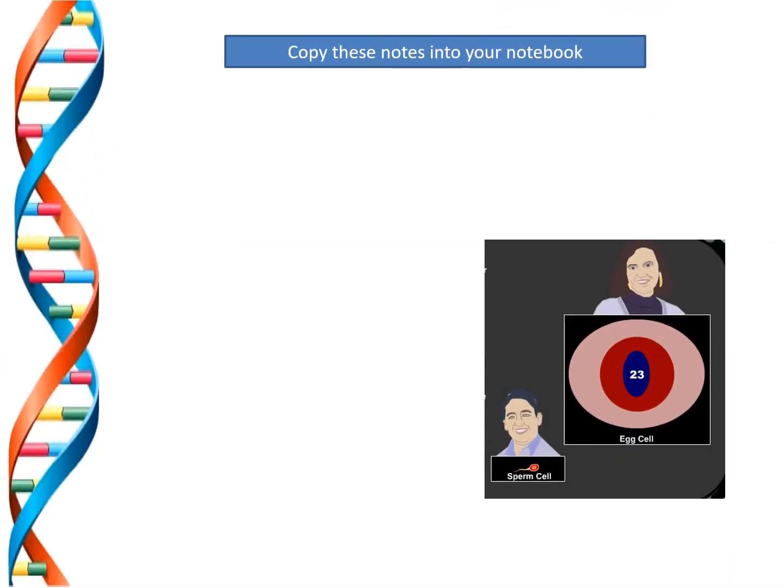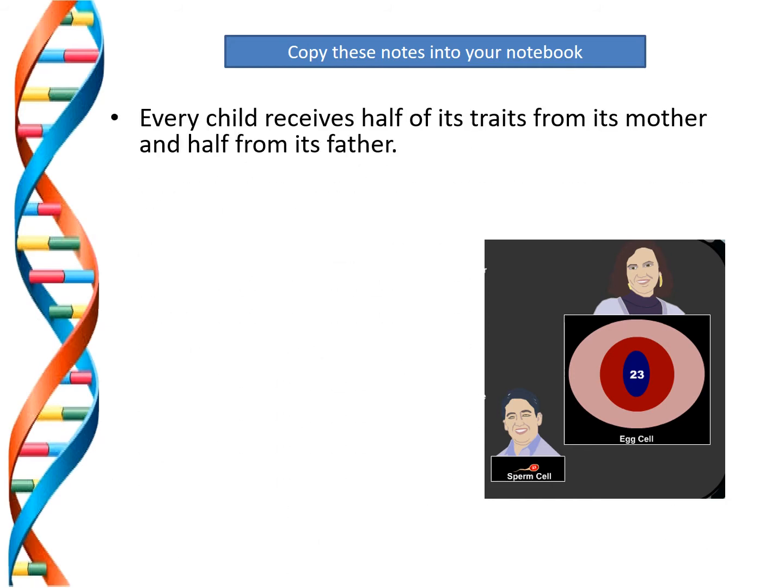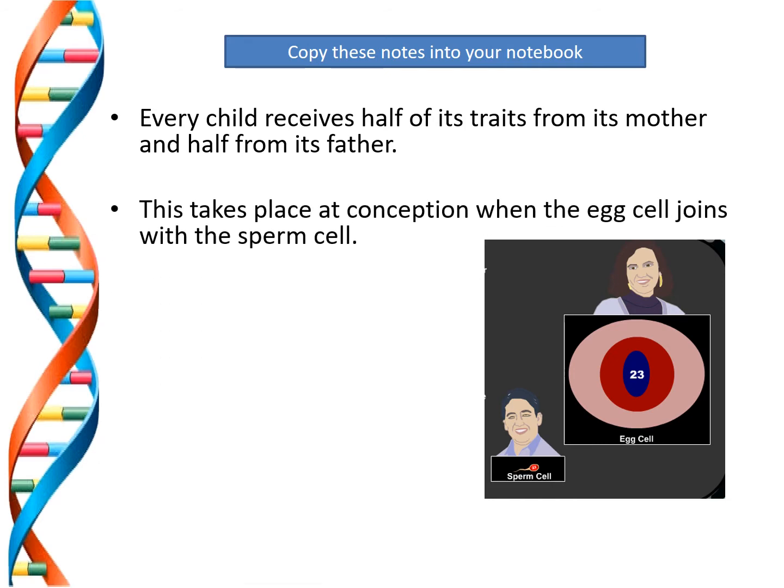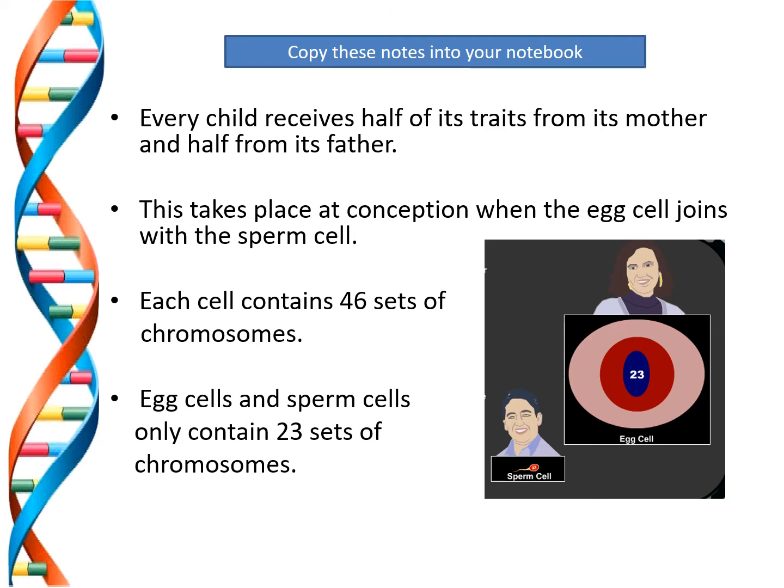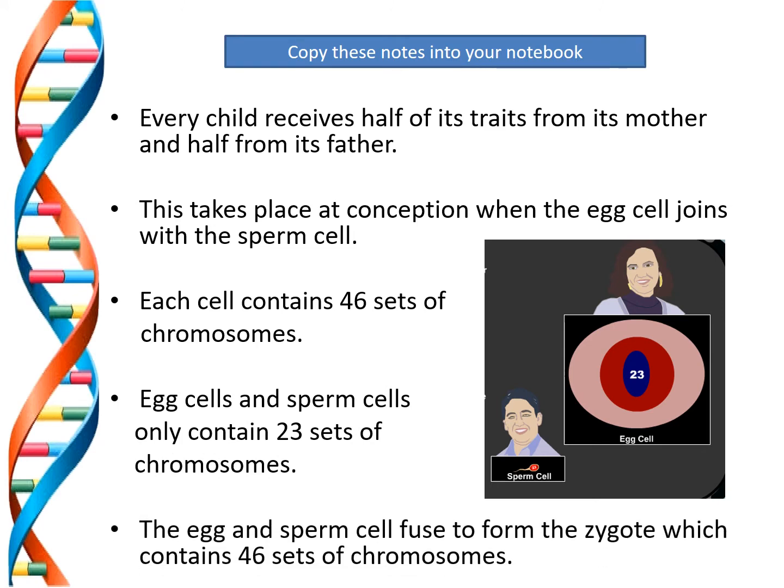I would like you to also copy down the notes from this slide into your notebook. Every child receives half of its traits from its mother and half of its traits from its father. This takes place at conception, when the egg cell joins with the sperm cell. Each cell contains 46 chromosomes. Each egg cell and sperm cell only contains 23 chromosomes. The egg and sperm cell will then fuse to form the zygote, which contains the total 46 chromosomes.